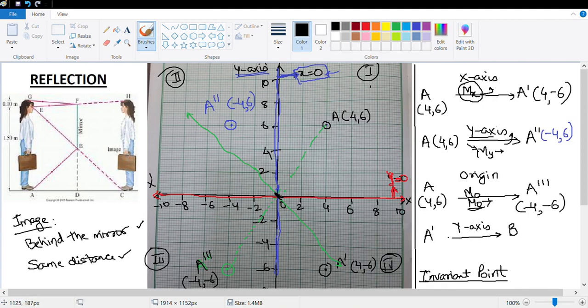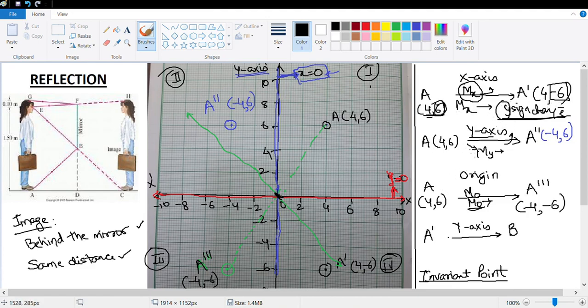Now let's look at what changes when I reflect on the x-axis. 4 and 6 remain the same, but the sign of the y-coordinate changes. Instead of positive, it becomes negative. So the magnitude of the coordinates remains the same, but the sign of y changes. So when you do x reflection, which means when you do Mx, the sign of y changes, because you may not need to plot it every time. You would need to remember a certain trick. So if you reflect on x, the sign of y changes, and nothing happens to the x-coordinate.